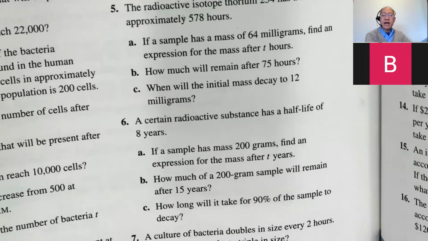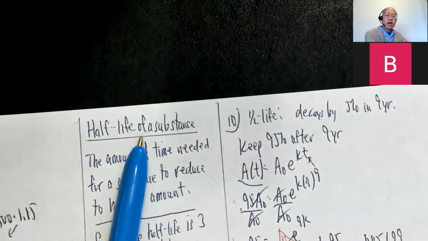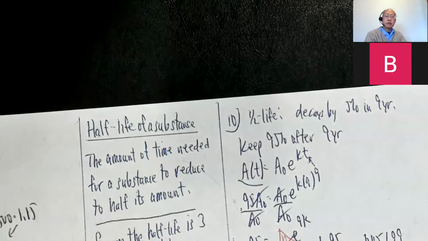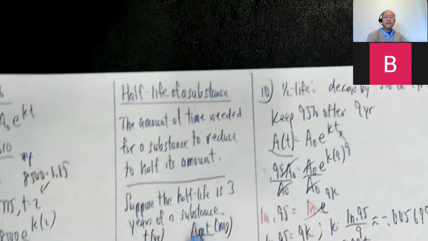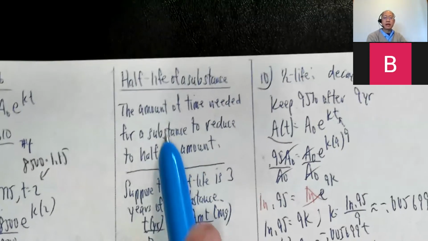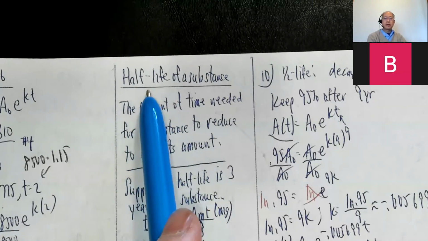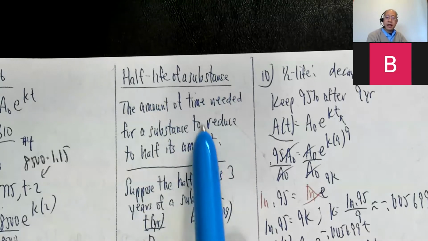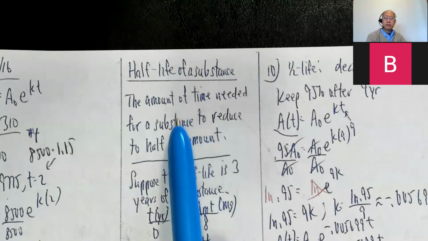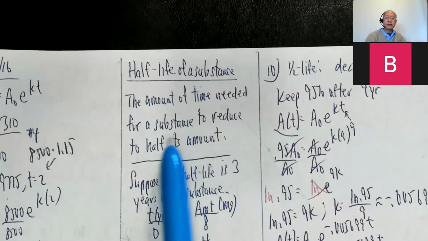So a substance is decaying, it's decreasing as time goes by. All right, so the first thing we have to talk about is the concept of half-life, half-life of a substance, of a radioactive substance in general. Okay. So the half-life is the amount of time needed for a substance to reduce to half its amount. That is making the assumption that this substance decays so that at any time you can figure out the half of the amount based on how much it started with and its half-life, so-called.